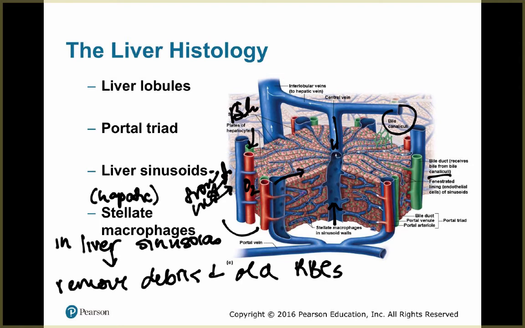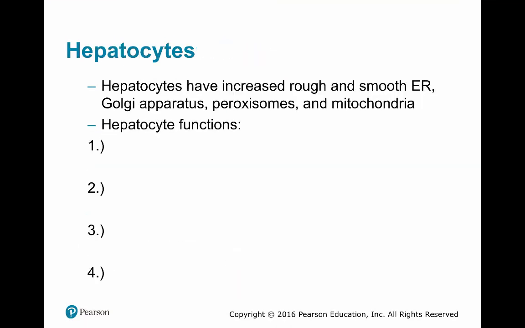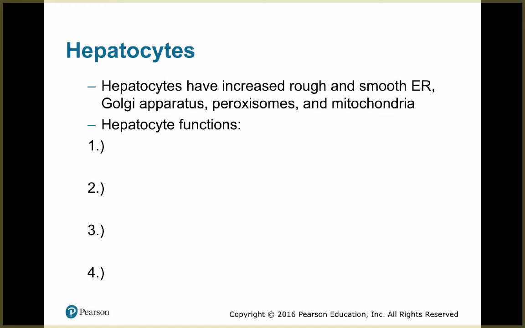So let's really quick talk about the hepatocytes. The hepatocytes have increased rough and smooth ER, Golgi apparatus, peroxisomes, and mitochondria. And they have the following functions. They help to produce about 900 milliliters of bile a day.